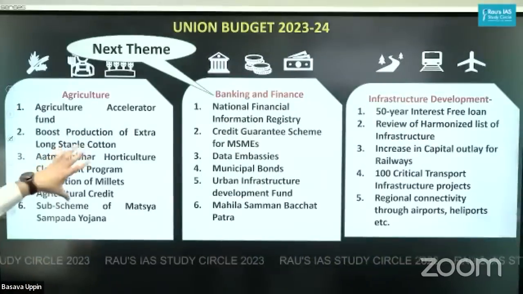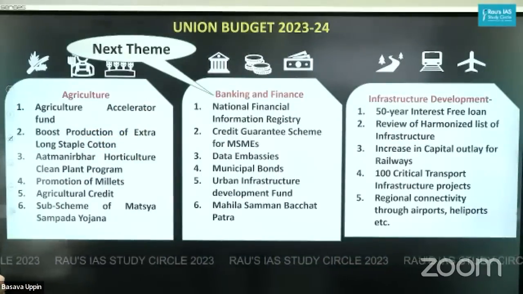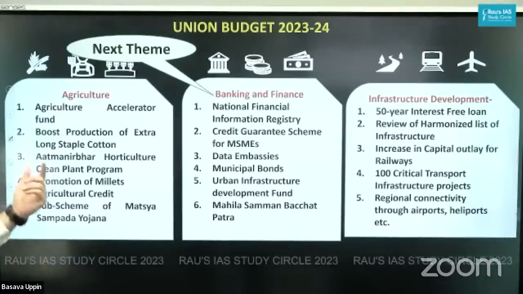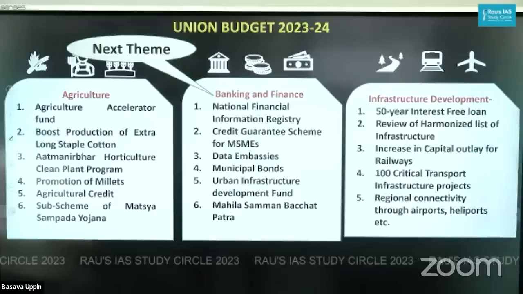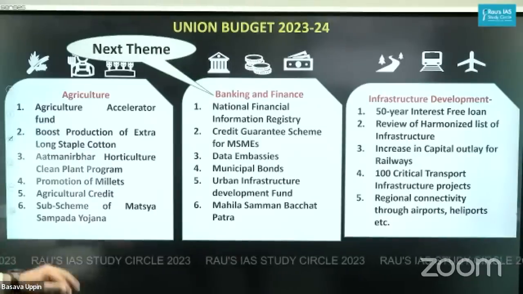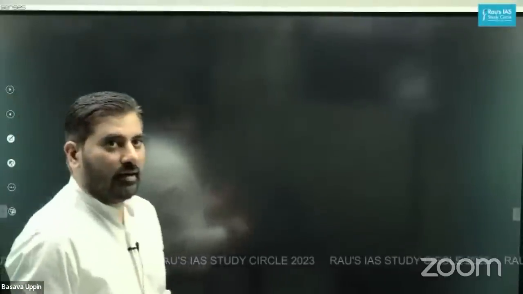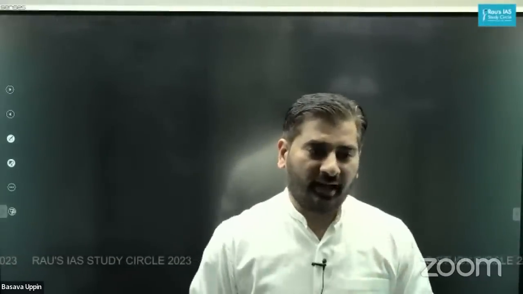The next theme is about banking and finance. So let's start with the first important initiative, that is the National Financial Information Registry. Now please focus here. Whatever I'm going to discuss, it is there on the slide. I will show the slide later. Just focus because this is quite important. We're going to discuss the National Financial Information Registry. What is this registry and why have we set up this particular registry?